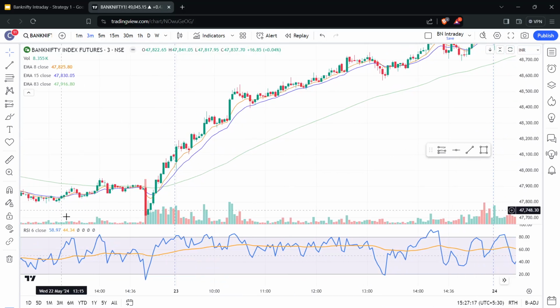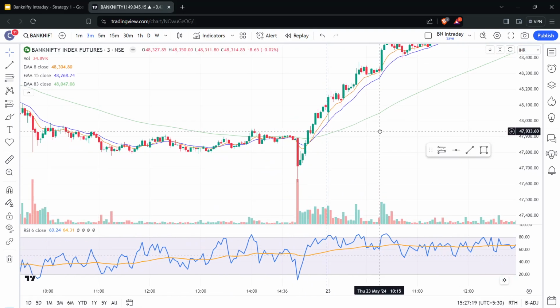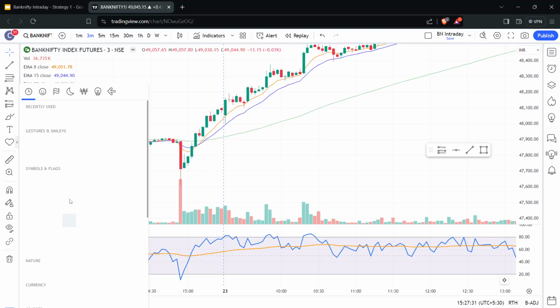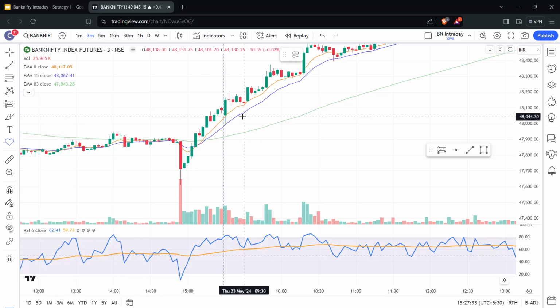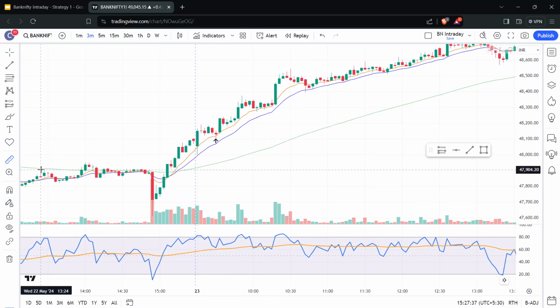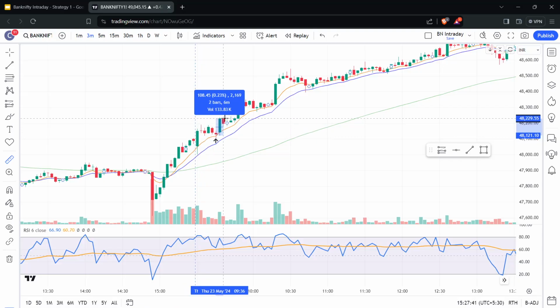Okay, so if you look at this here, the RSI crossed 80 at this point, and then it touched the 83 MA at this point. So this is our long entry. Here you can go long, and you could do 50 points as the first target, and 100 points as the second target. So this is 108 points, so both our targets are met.